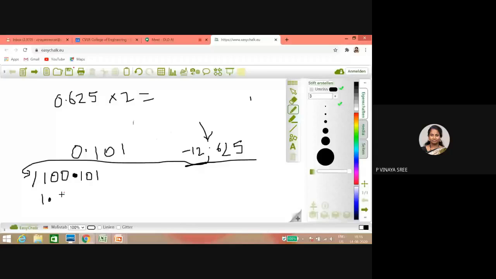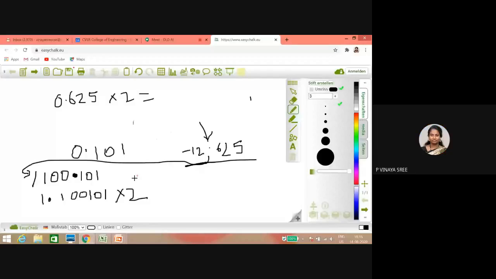1100.101 into 2 power, how much? 5? How many bits did we shift? Three. So how many bits did we shift previously for the dot? We shifted from here to here. Means how many? 1, 2, 3. So 1.100101. Now coming to sign.